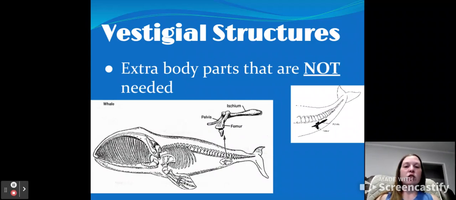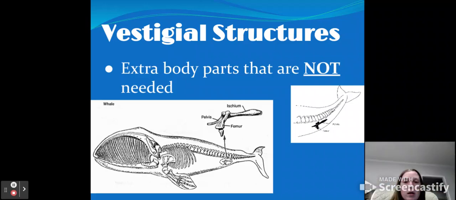All right, and then vestigial structures. So remember, vestigial means they're not needed. They're just extra parts of the body. At one point in history, they were necessary, but eventually became unnecessary. So for us, wisdom teeth, your appendix, tonsils, all of those are vestigial body parts for us.